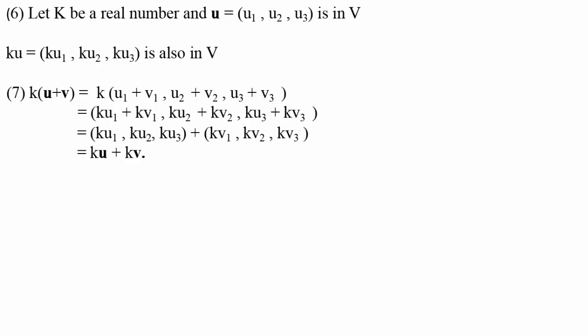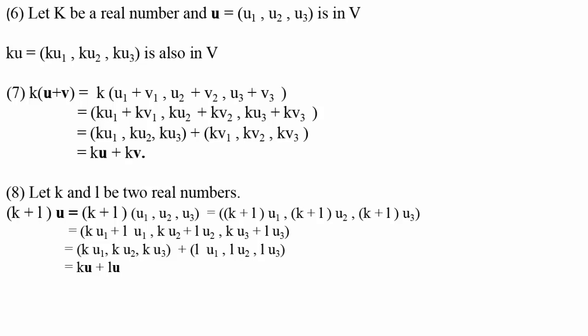By the definition of sum, it is nothing but (ku1, ku2, ku3) plus (kv1, kv2, kv3). Again, by the definition of the product, (ku1, ku2, ku3) can be written as k into (u1, u2, u3) plus k into (v1, v2, v3), and that is nothing but ku plus kv. Thus k into (u plus v) equals ku plus kv. Seventh axiom is satisfied. Eighth axiom, we shall take k and l as two scalar real numbers.